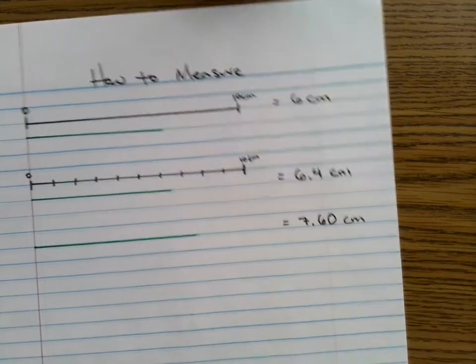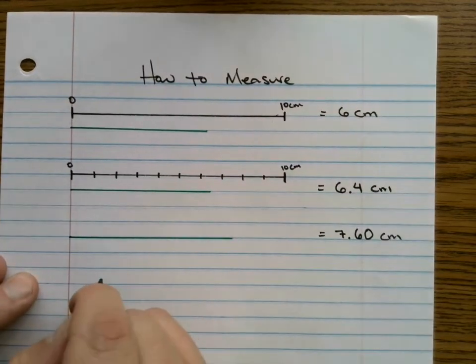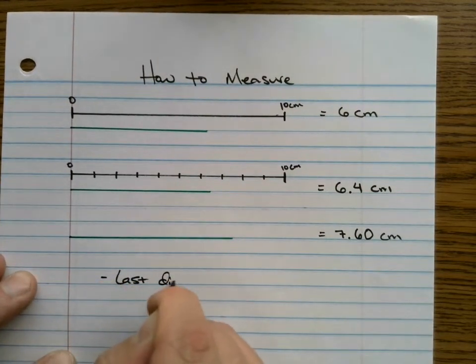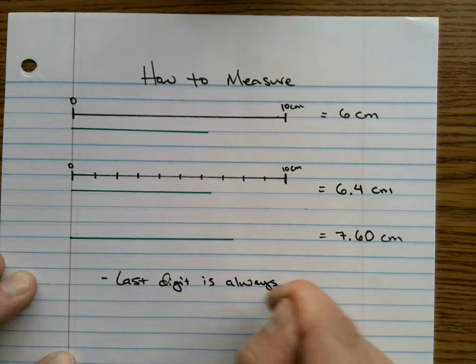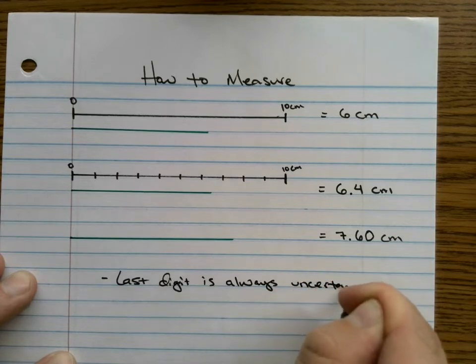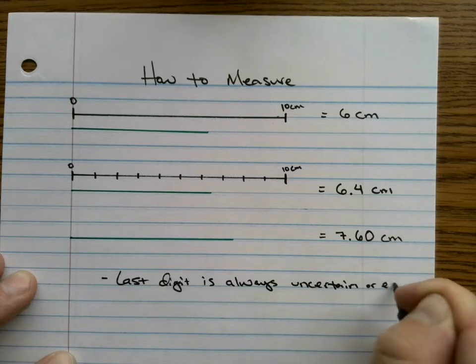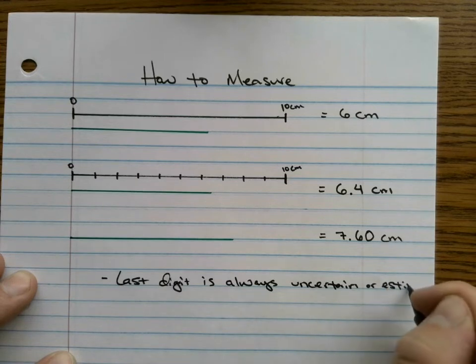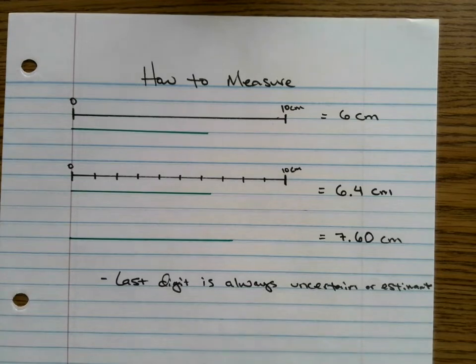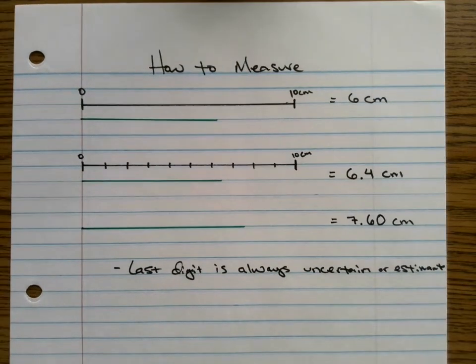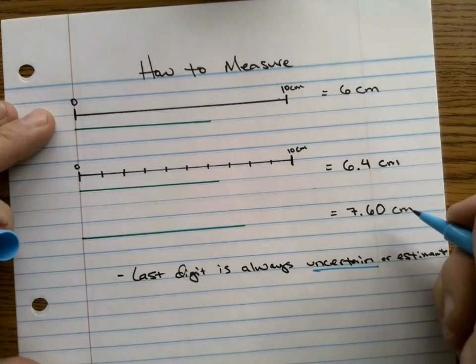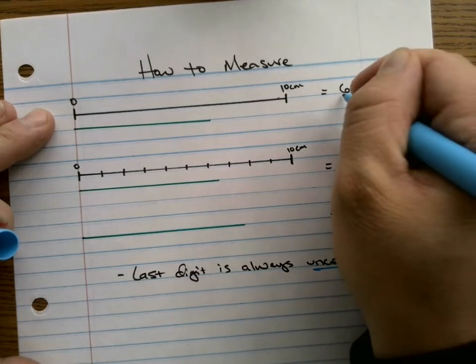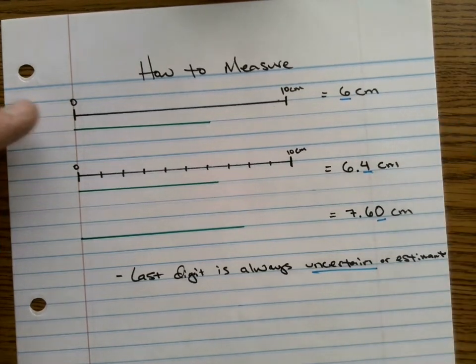All right, now let's write a little notes down below. Okay, the last digit is always uncertain. I would say, or it's an estimate. All right. It's an estimate. EST, that's usually right. Now, I'm going to underline this. Uncertain. Our numbers that are uncertain up here are 0, 4, and 6. Okay, this one only has one digit, so it's got to be uncertain. And I'm going to do the black line here.